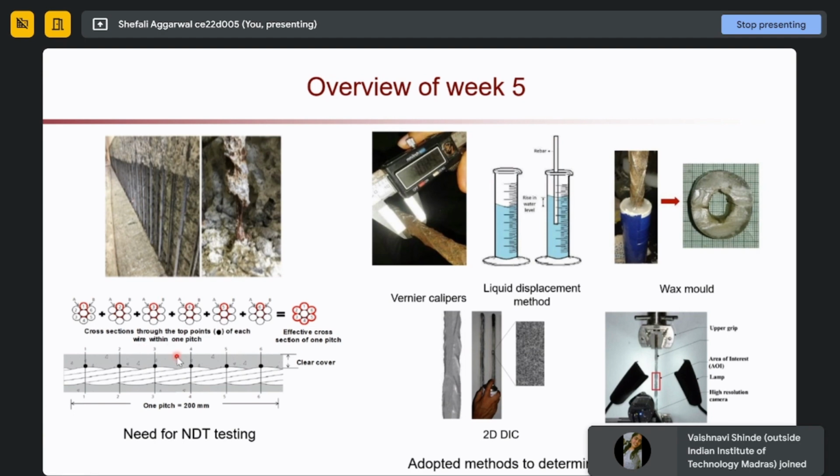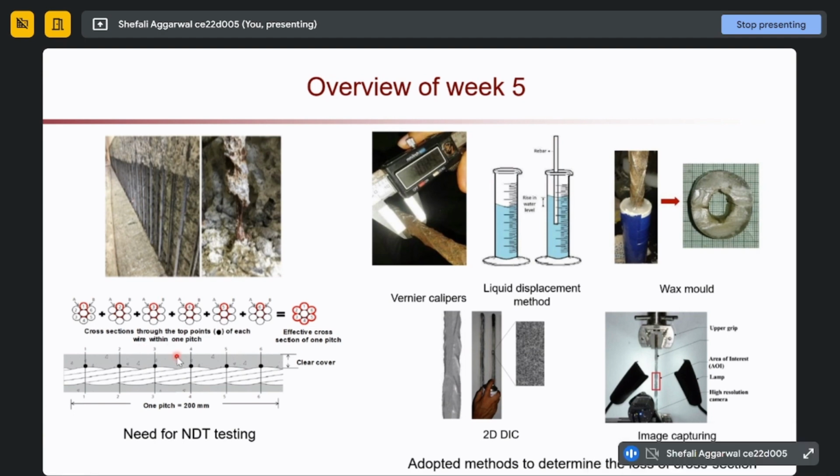So firstly, the first module about testing of rebars in field and laboratories: why we need testing, why we need NDT testing to test the corrosion. As we can see in the first picture, the rebars look clean from outside. But when we see the close-up images, we can see the severe corrosion on the rebars.